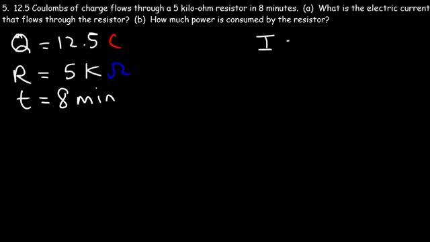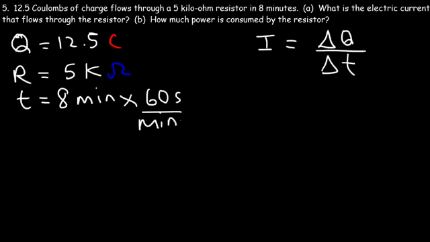Well, the electric current is the ratio, or really it's the change in the electric charge divided by the change in time. So it's the rate of charge flow. It's how much charge flows per second, which means that we need to convert 8 minutes into seconds. So we got to multiply it by 60 seconds. 6 times 8 is 48, so 60 times 8 is 480. You just got to add the 0.